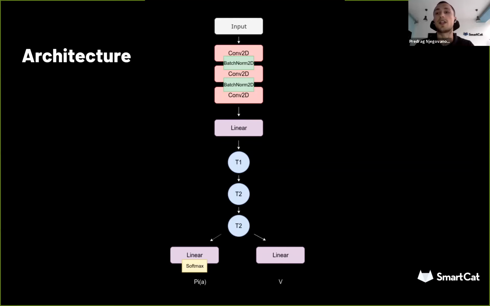I forgot to say that I implemented this PPO algorithm in an actor-critic architecture fashion. That means that our actor is the policy, and the critic is the value function. And the value function is here just to lower the variance of our policy function.